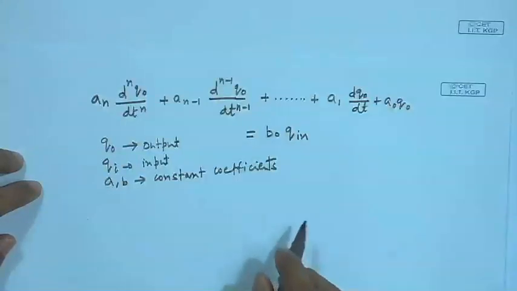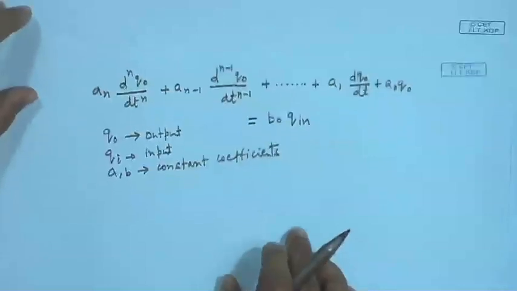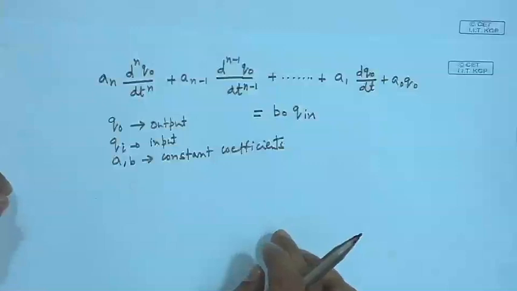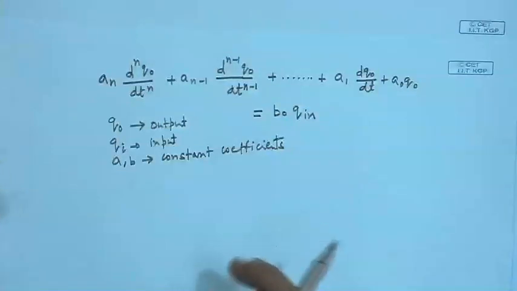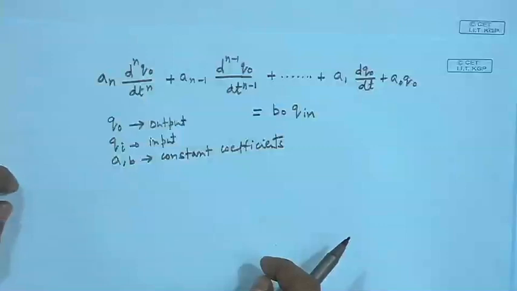Which are combination of system parameters. Now, if an instrument is described by nth order differential equation, we say that the order of the instrument is n. So, if the instrument is described by second order ODE or ordinary differential equation, we call the order of the instrument to be 2.